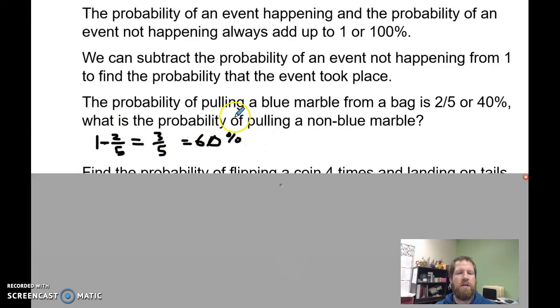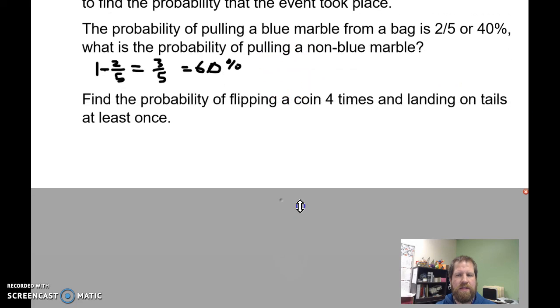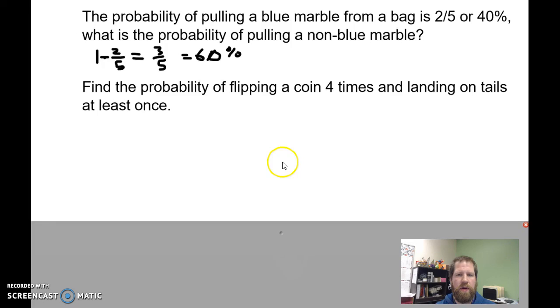So that's the way that you can use the complement to figure out the probability of an event. This one's fairly straightforward, really easy to see. Sometimes it's not quite as easy, and this is more along the line of why we would use this.